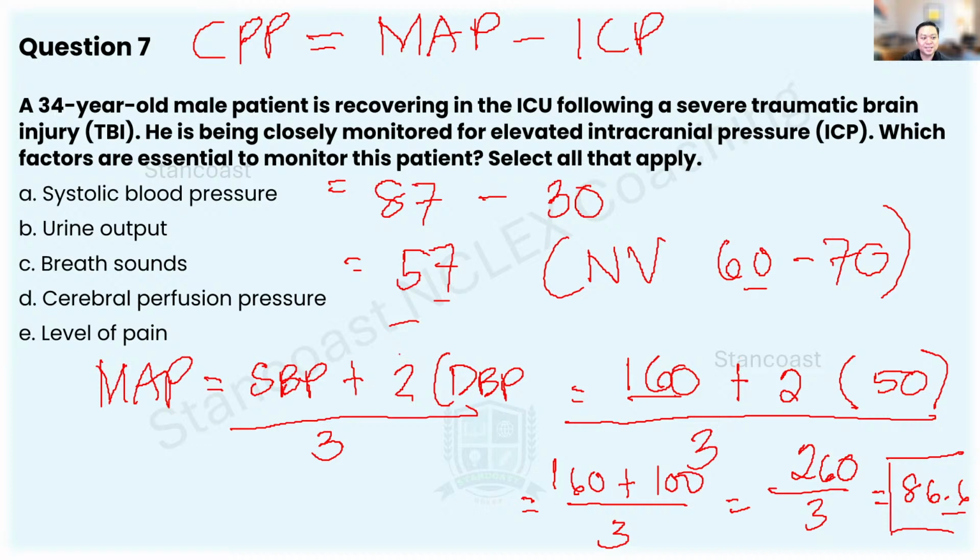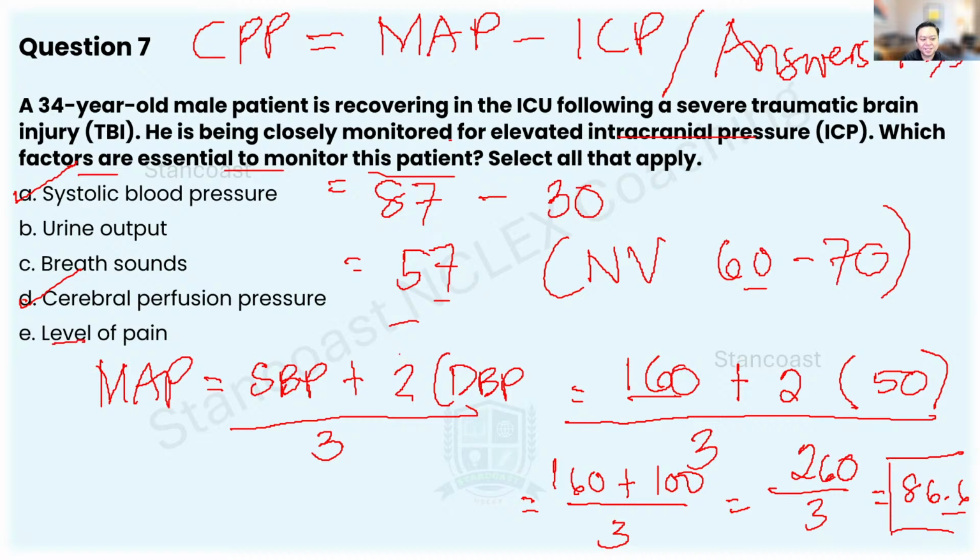All right, so back to the question here. He is being closely monitored for elevated ICP. Which factors are essential to monitor this patient? Select all that apply. So again, let's go back to the concept in calculating the MAP and CPP. We need the systolic blood pressure. We need the cerebral perfusion pressure. Do you think there's something else we should be considering? I guess not, just the two, right? So our correct answers for this question are only letter A and letter D.